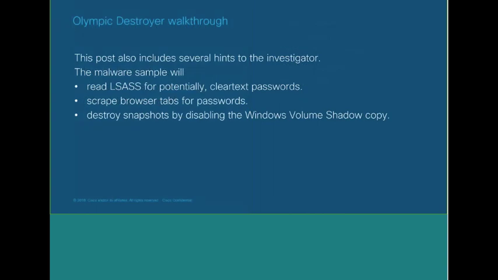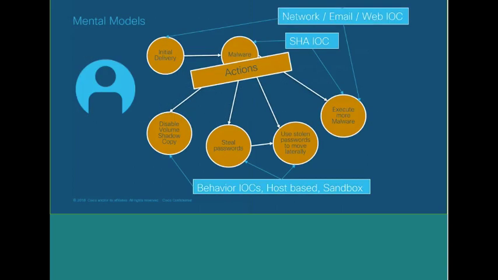Before we run off and start blocking file hashes, like I've said a couple times we don't want to do right away, the post also describes how the malware works. So the malware is going to read LSASS for clear text passwords. It's going to scrape any open browser tabs for passwords. It's going to destroy backups by disabling the Windows volume shadow copies. So now we start to put together this mental map that I spoke of earlier of how this piece of malware works.